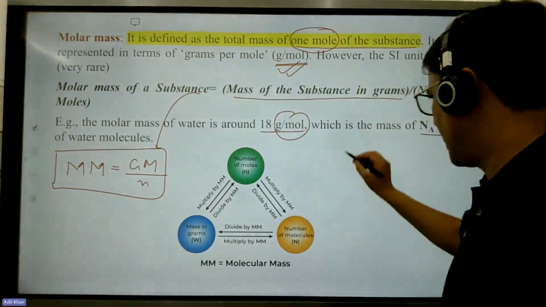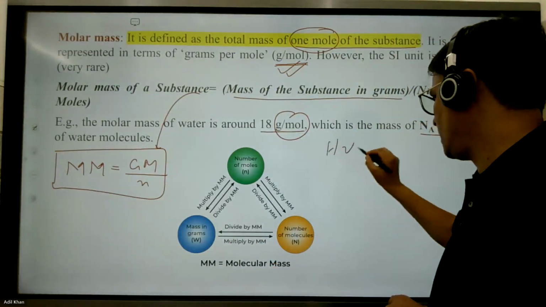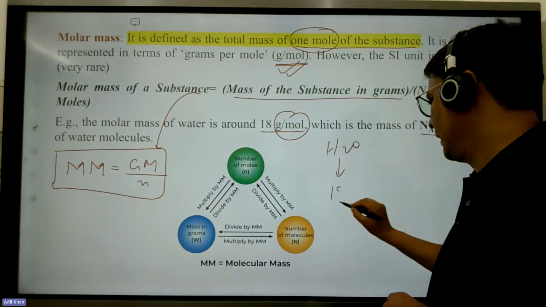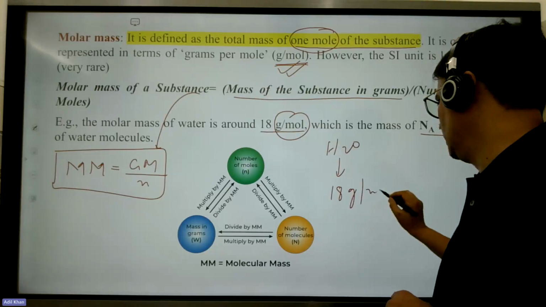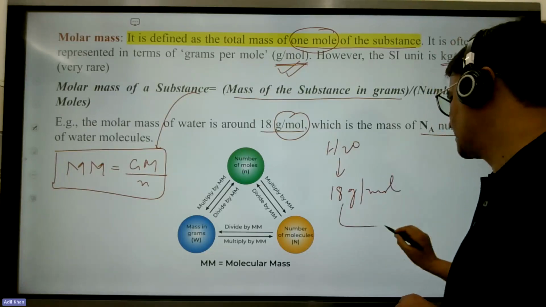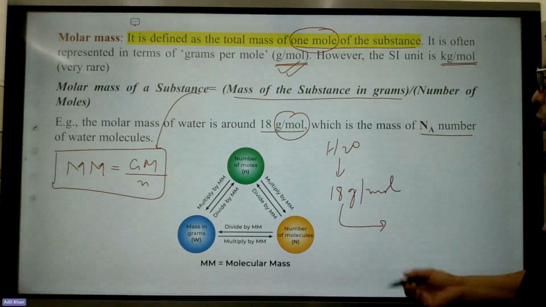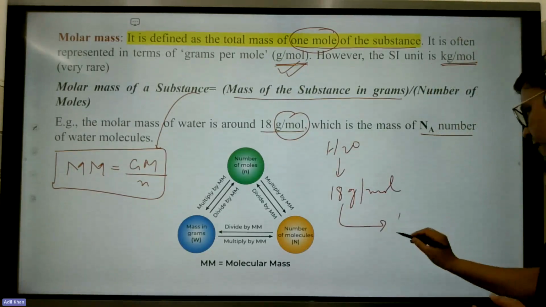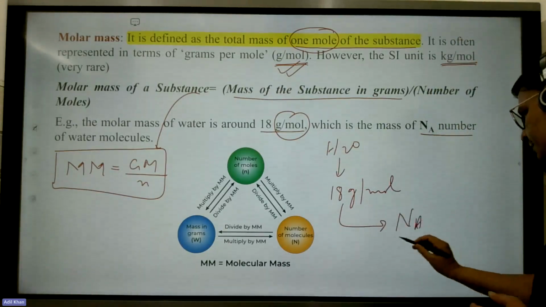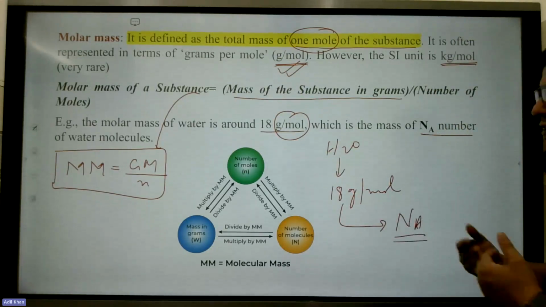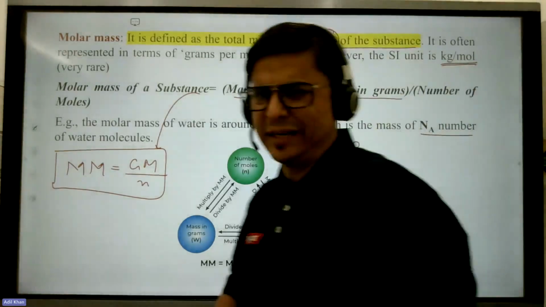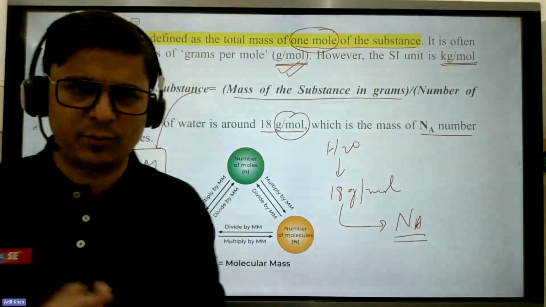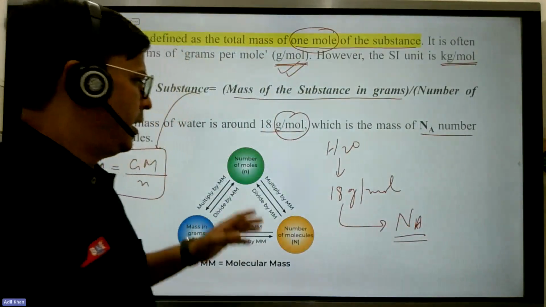So if I take water whose molar mass is 18 gram per mole, and I ask how many water molecules are present in this, it will be equivalent to Avogadro number. Avogadro number is 6.022 into 10 to the power 23. To be simple, you can write it as 6.023 also.